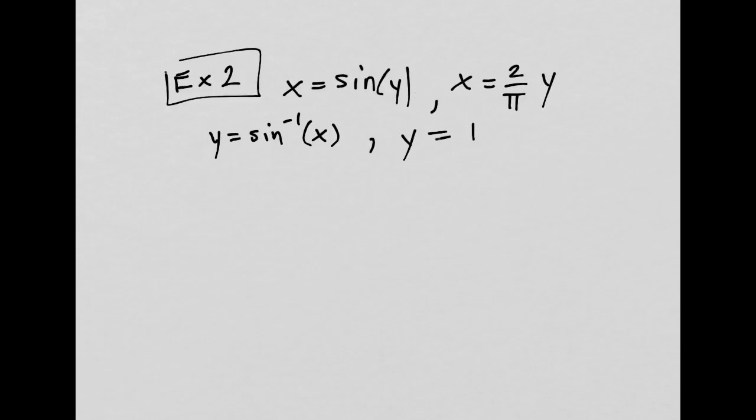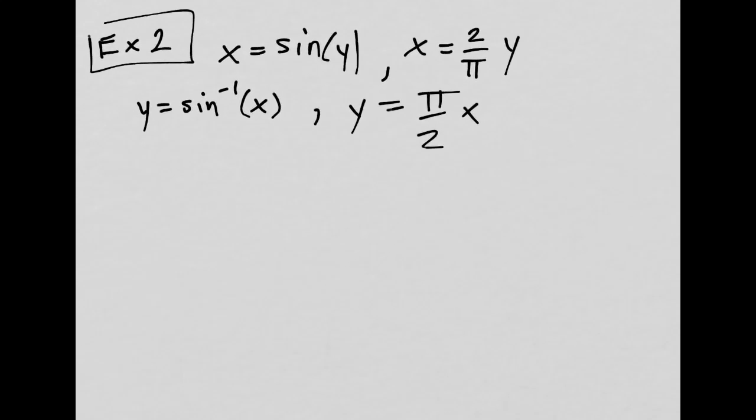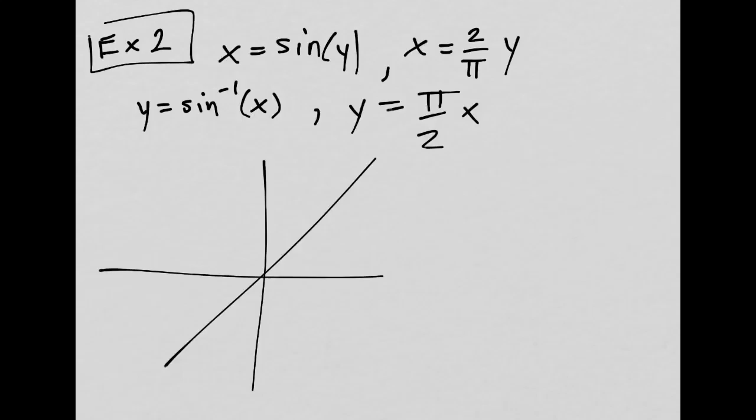Y equals pi over 2 x. This is just a line. I know that. And then we have something, I'm exaggerating, but something like that. And I'm supposed to calculate this area. Do you notice anything about that area?